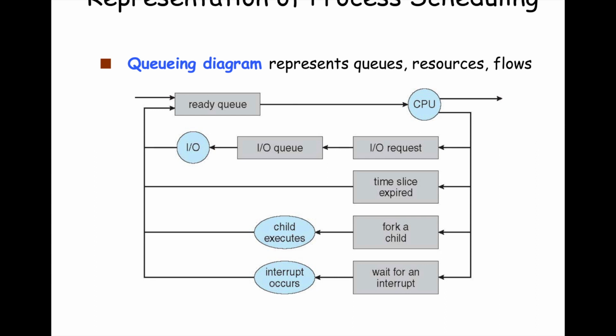So this describes at a high level the flows between queues and processes, or more correctly, process control blocks are being taken from one queue and put in another queue, and they switch around all the time based on the events that happen on the system.